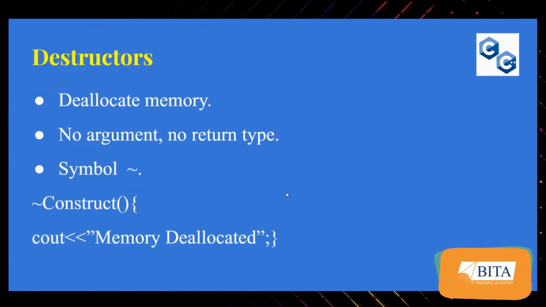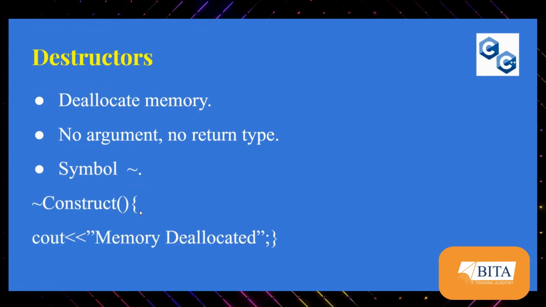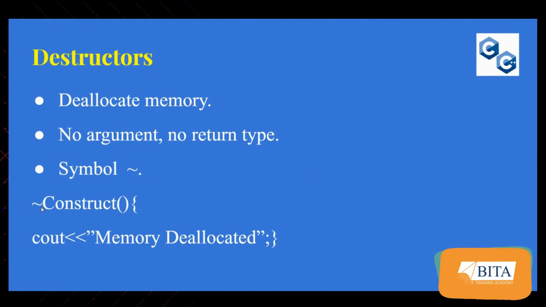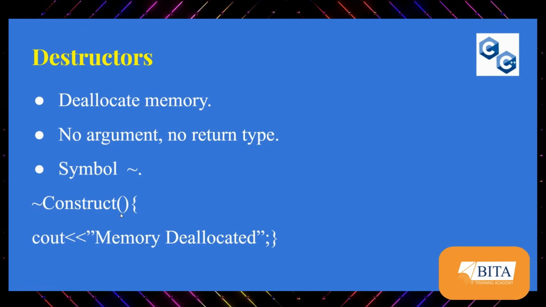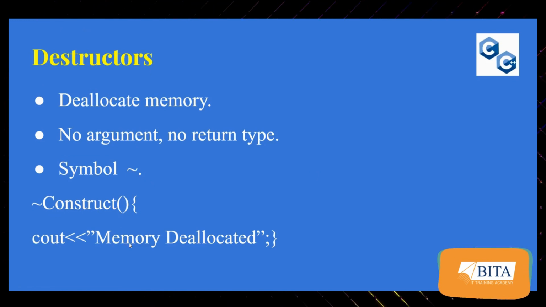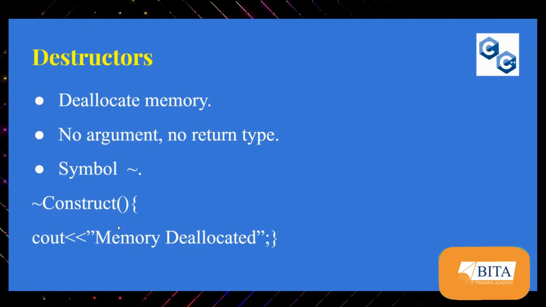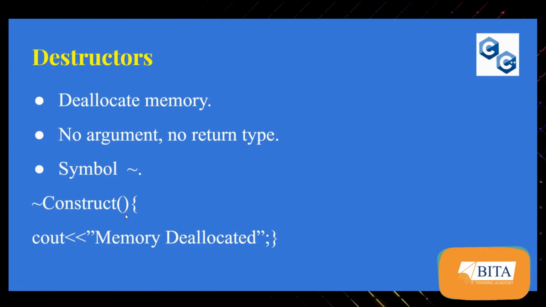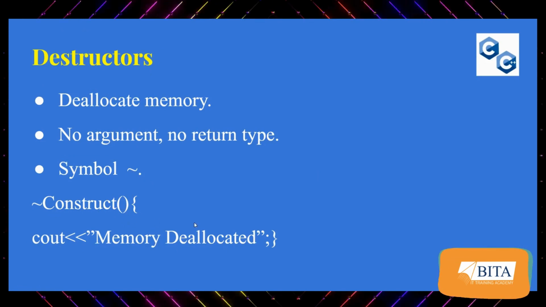This is a simple destructor. See, this is the class name preceded with the tilde symbol. It becomes a destructor. So when this destructor is called, the memory is deallocated. For our understanding, we have written this cout statement inside the destructor.